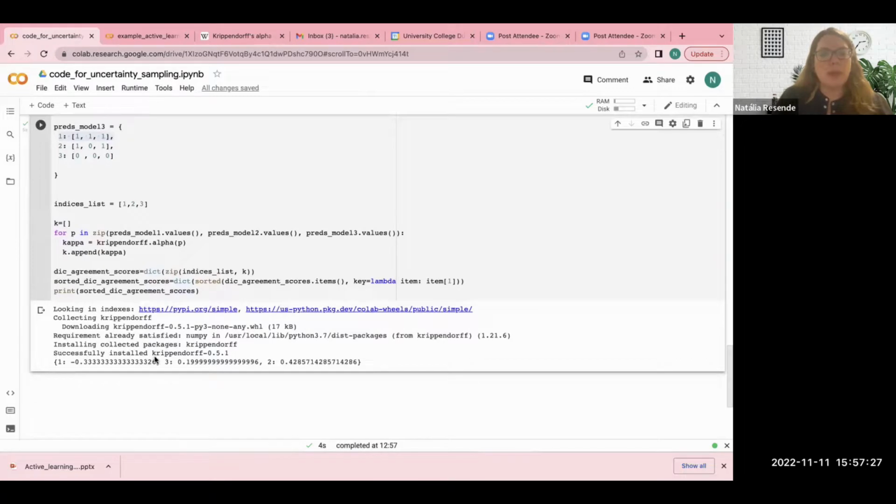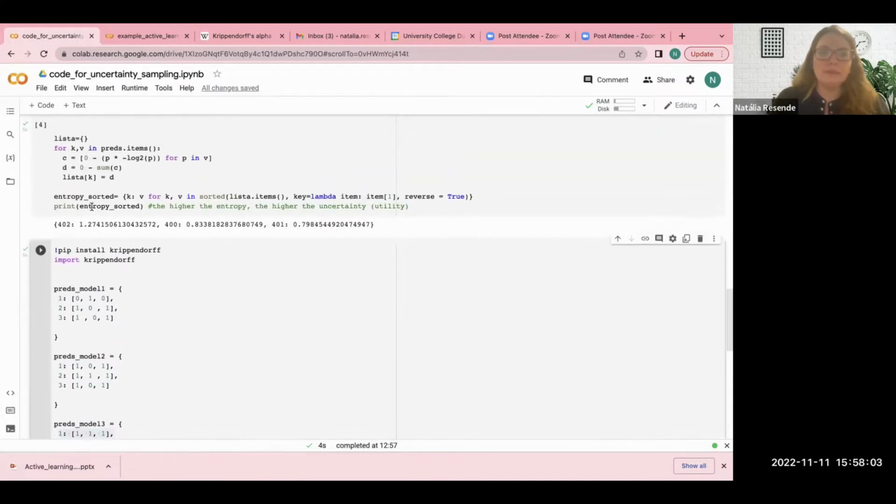So instance number 1 is the instance with the lowest agreement between the 3 models. Instance number 3 is the second one with the lowest agreement, and instance number 2 is the third one with the lowest agreement. Okay, so instance number 1 would be the first one to be presented to a human for annotation.